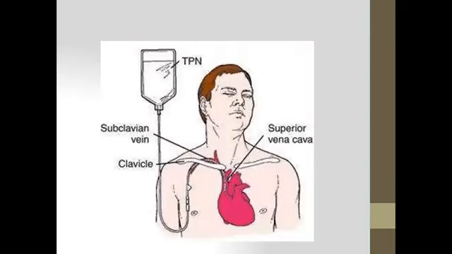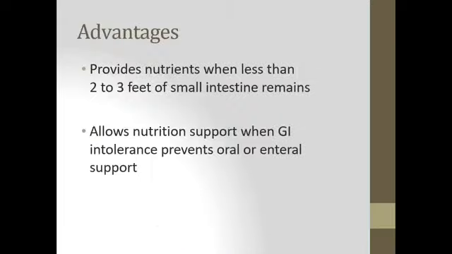The picture is showing the lines, central or subclavian and the clavicle, subclavian and the superior, where the tube is just above the superior vena cava.